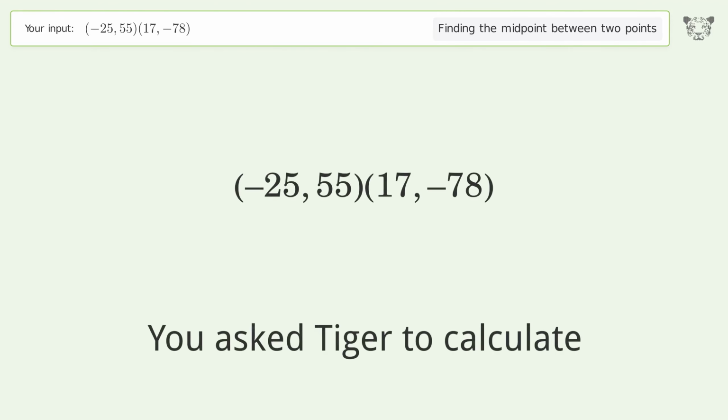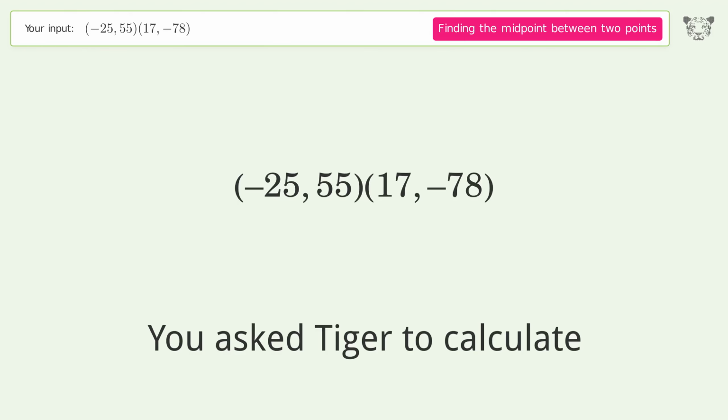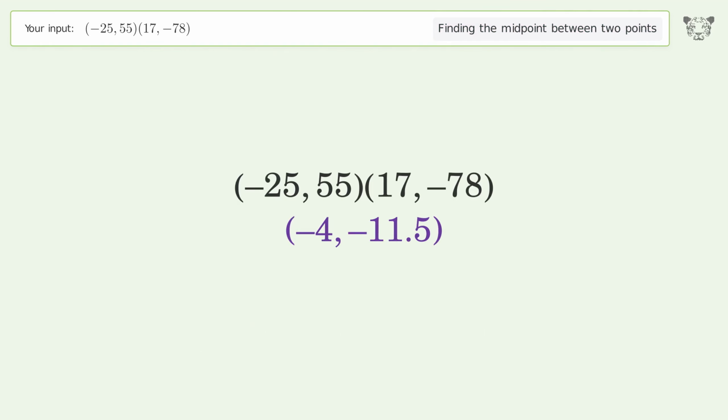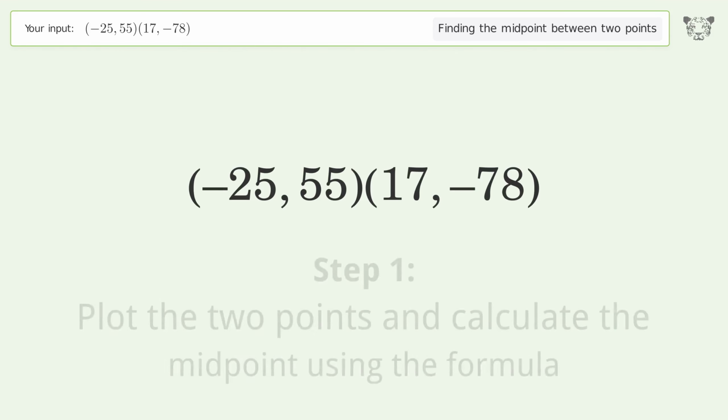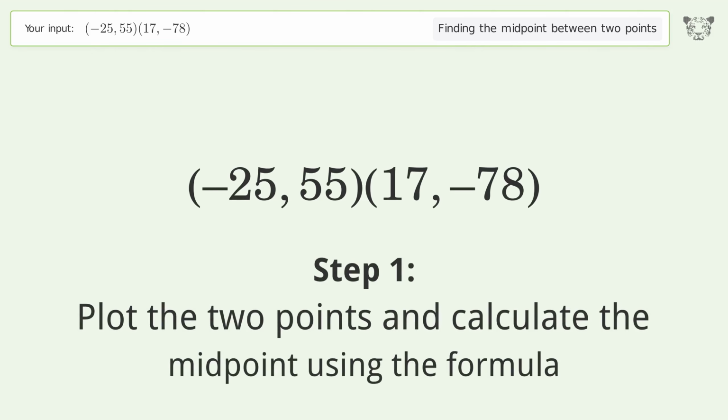You ask Tiger to calculate. This deals with finding the midpoint between 2 points. The midpoint between the 2 points is -4, -11.5. Let's solve it step by step. Plot the 2 points and calculate the midpoint using the formula.